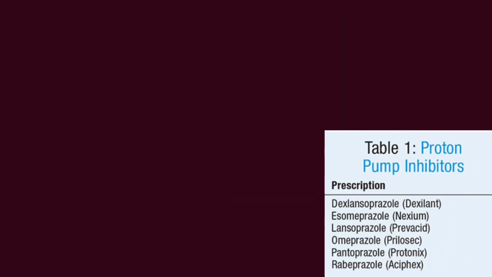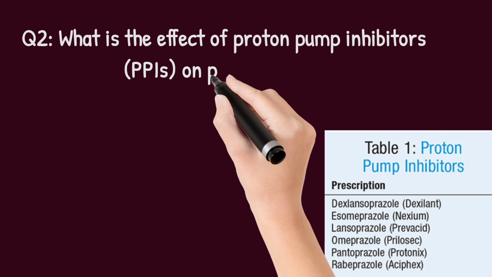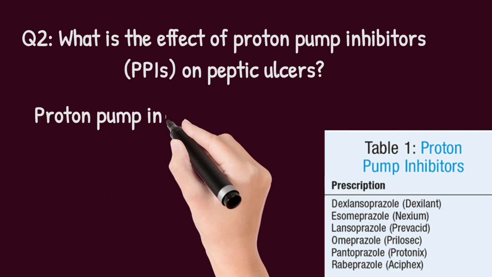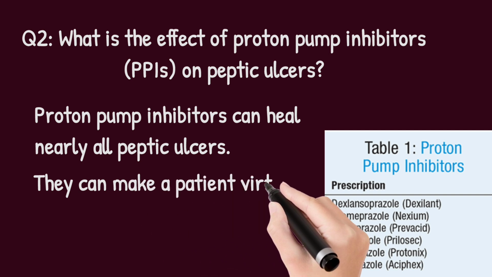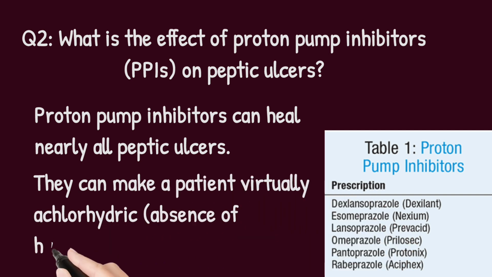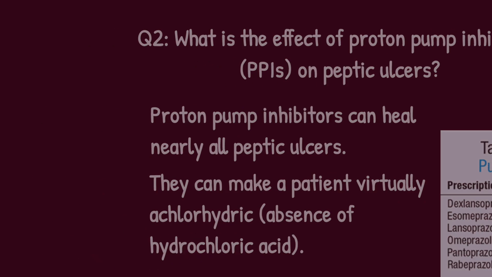What is the effect of proton pump inhibitors on peptic ulcers? Proton pump inhibitors can heal nearly all peptic ulcers. They can make a patient virtually achlorhydric, which means the absence of hydrochloric acid.